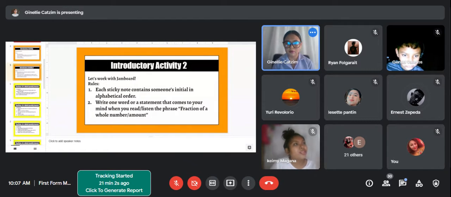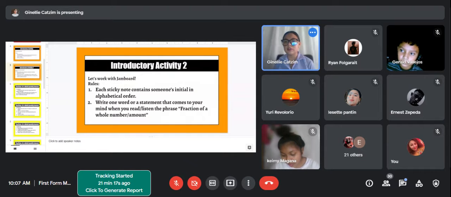Miss. Yes, Ernest, what was it? The question, miss? It is there in the Jamboard. Write one phrase that comes to your mind when you hear the word fraction of an amount.